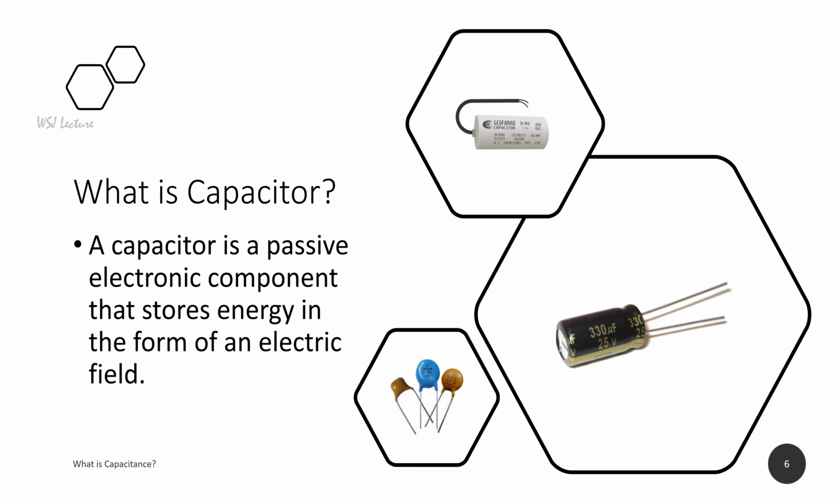What is a capacitor? A capacitor is a passive electronic component that stores energy in the form of an electric field. The images shown here are different types of capacitors. The capacitors are used in different circuits and in motors.